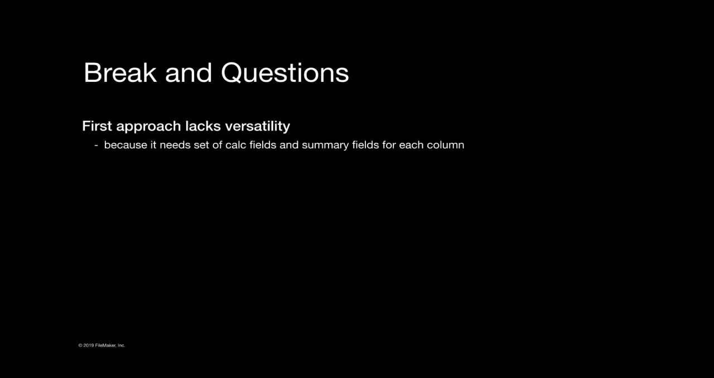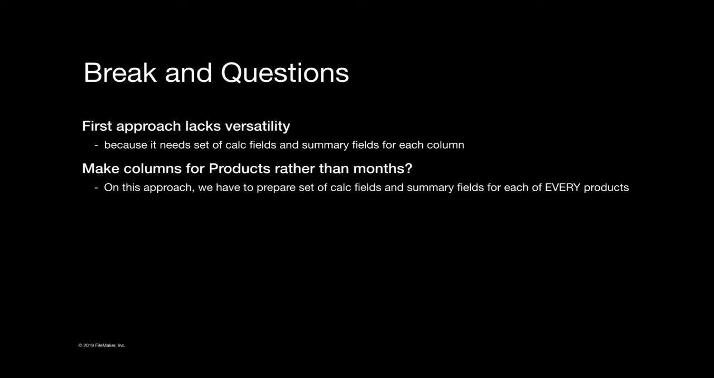The first one we saw is pretty much hard-coded. We have to prepare a set of calculation fields and summary fields for each column. That means we have to prepare calculation and summary fields for each product if we want to see products on the column.